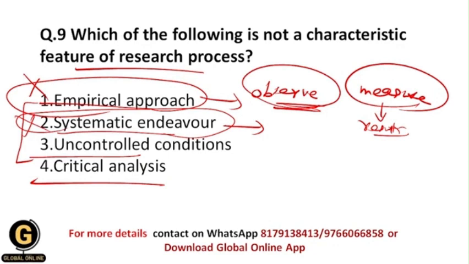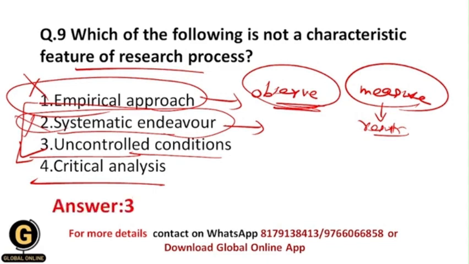Uncontrolled conditions: within the research process we have controlled conditions, because under these controlled conditions we can manually manipulate the independent variables and see the effects on the dependent variables, and for that we need controlled conditions for our variables under study. That's why this is not a characteristic of research process, because a research process has controlled conditions. So uncontrolled conditions is not a characteristic feature of research process, so this is the correct answer to this question.